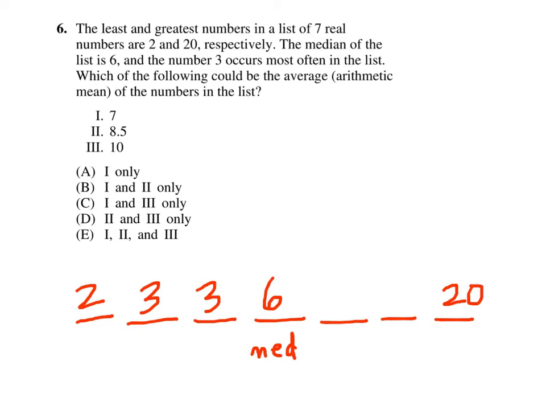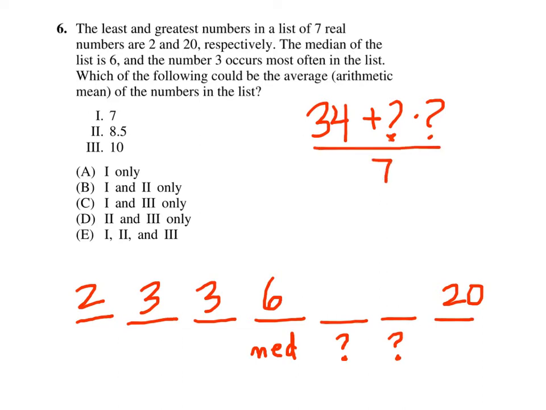Now the question is, what are the possible averages that I can get using these last 2 numbers? Well, if you put all these numbers into the calculator and add it up, it comes out to 34. And 34 plus the mystery number plus the mystery number divided by 7 has to give us our average. What could the mystery numbers possibly be?